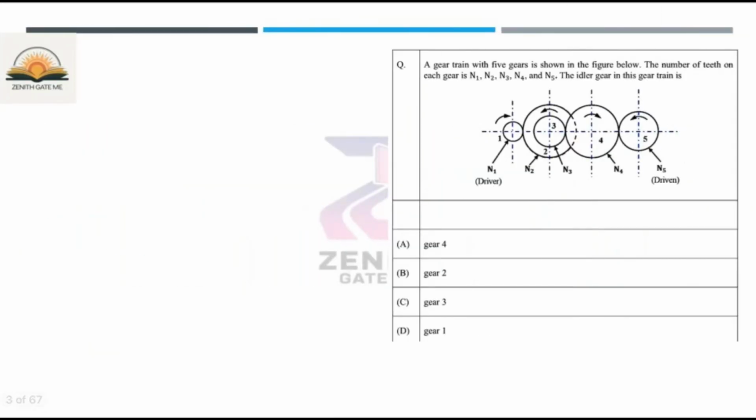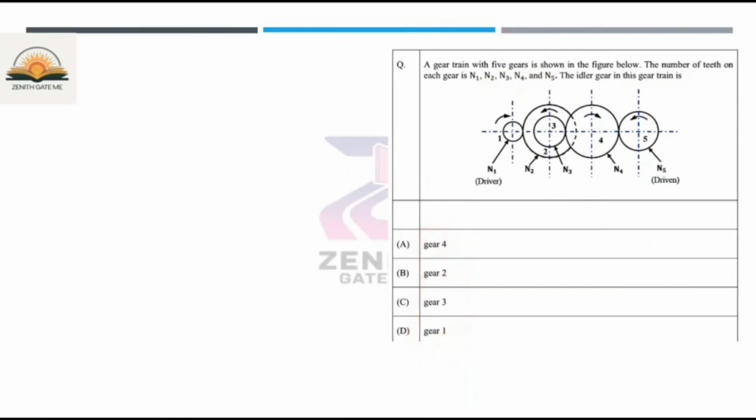This question came from the gear train in the GATE 2026 paper. A gear train with 5 gears is shown in the figure below. The number of teeth on each gear is N1, N2, N3, N4, and N5. You have to find which gear is the idle gear. The 4 options given are: gear 4, gear 2, gear 3, and gear 1.